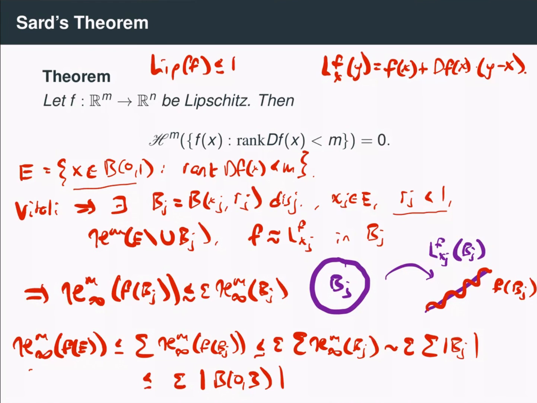So now I have that the Hausdorff content of f of E is at most epsilon times some fixed number, for any epsilon. And now I let epsilon go to 0, and that completes the proof.